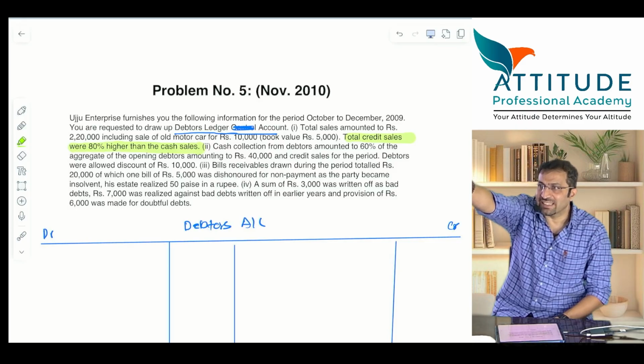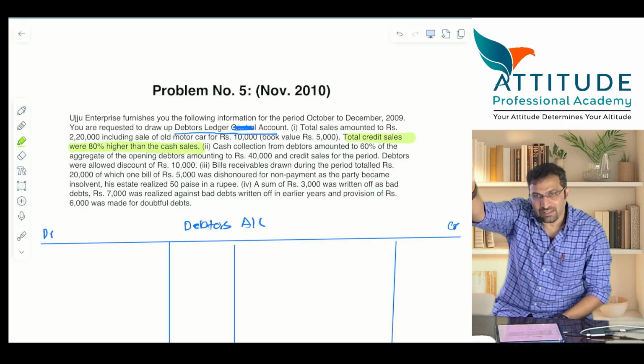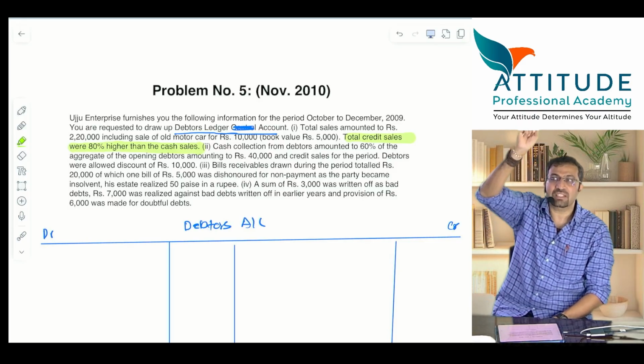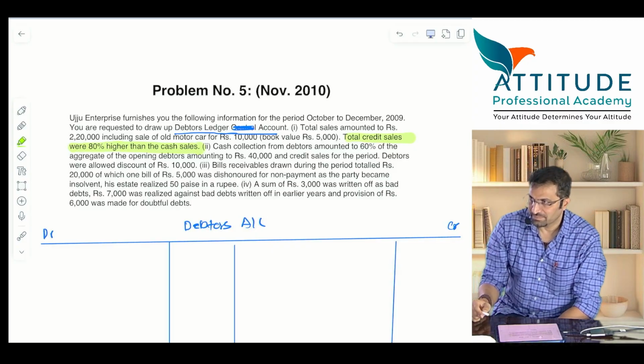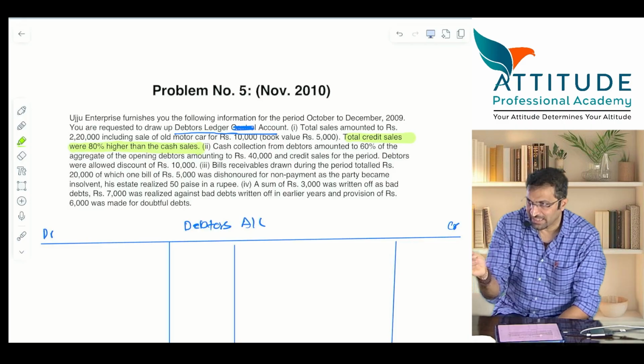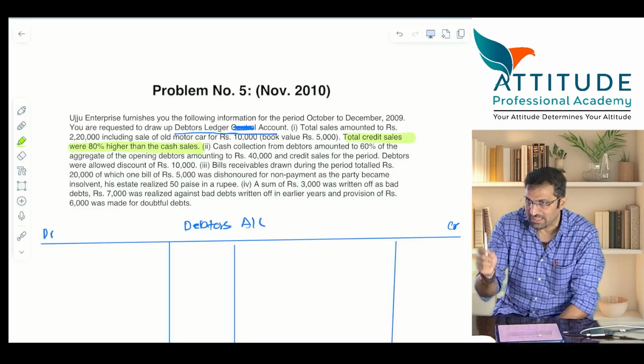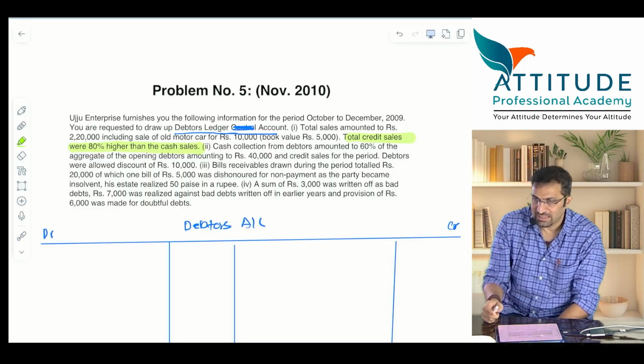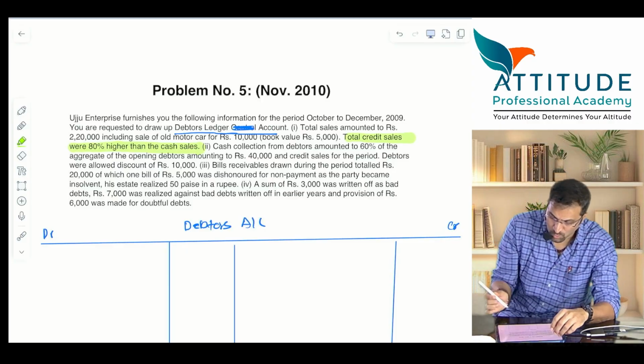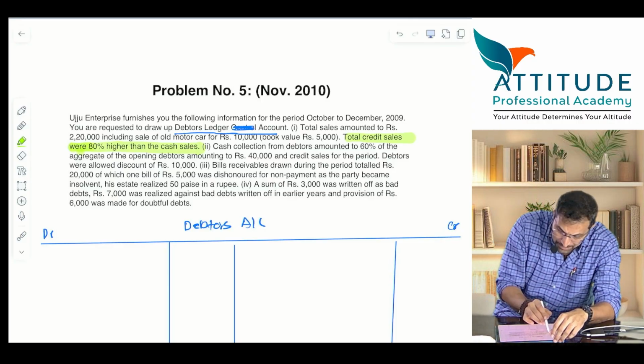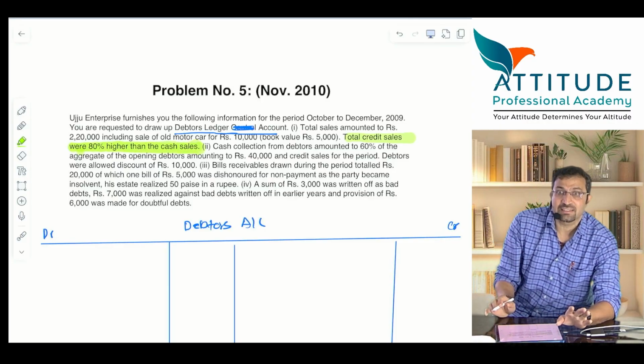75,000 cash sales, 1,35,000. Very good. Only one person got the answer. Why is one person getting the answer, and others are not getting? Others are thinking in a similar manner. He thought in a very different manner. He has read the question carefully. Okay, I'll tell you. Total credit sales were 80% higher than the cash sales.